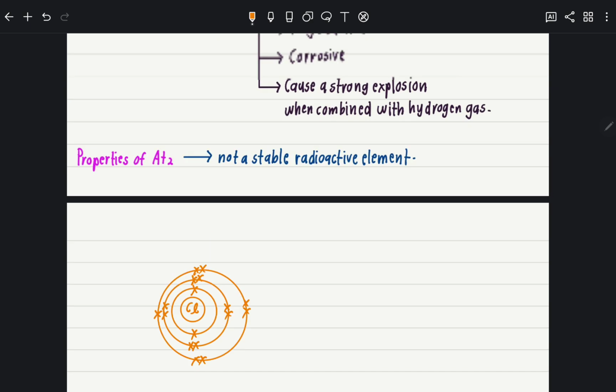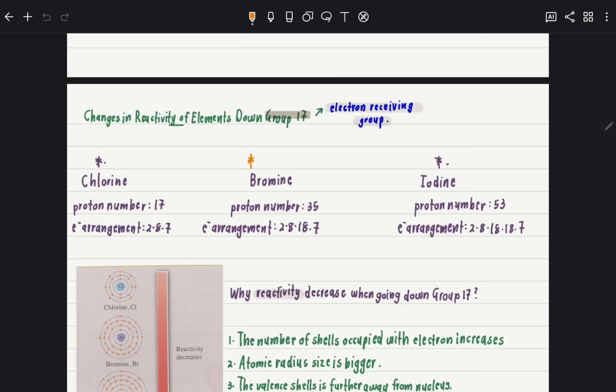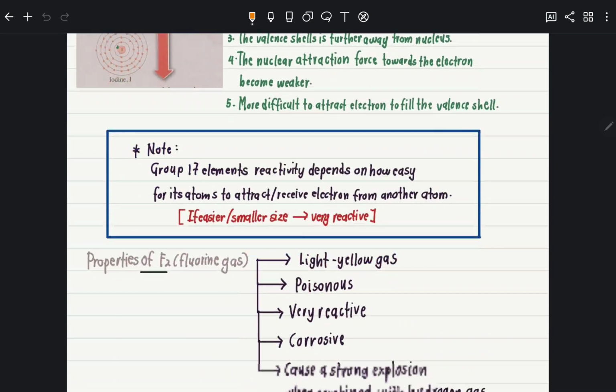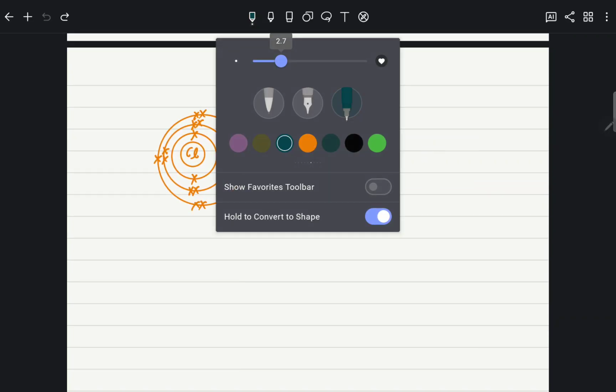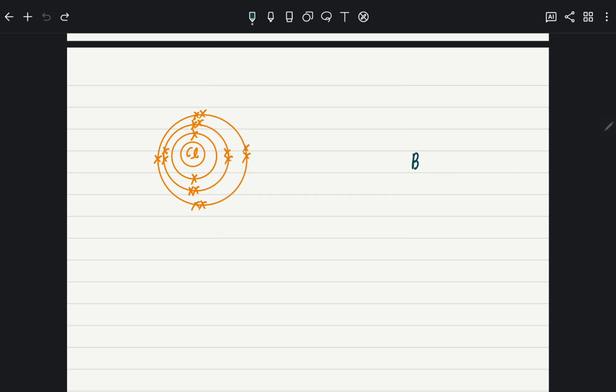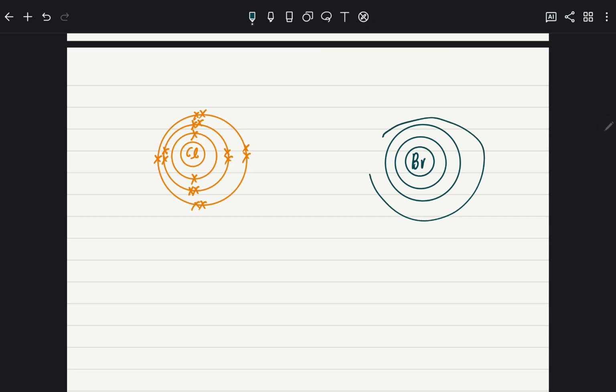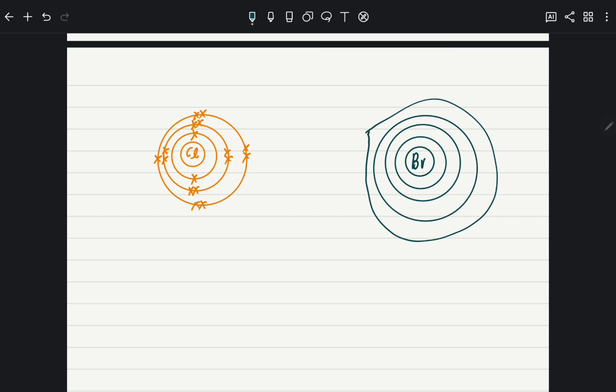Then next we try to draw bromine, which has 35. I use a different color to show the difference. So this is bromine. In total bromine has 4 shells: 2, 8, 18 and also 7 in the final shell. Correct? So just draw long.